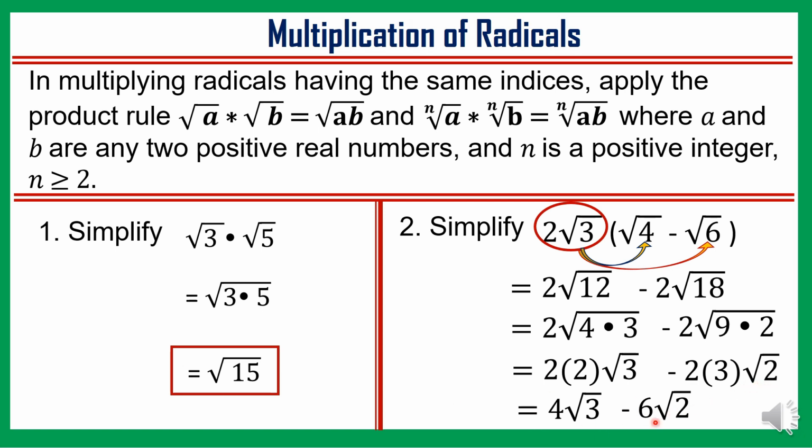So, ngayon, observe natin to. Meron pa ba tayong pwedeng i-simplify? Meron ba tayong like radicals? Okay, wala na tayong like radicals dyan kasi magkaiba yung ating radicand, pero parehas yung ating indices. So, yan na po yung ating answer for example number 2. Okay po.